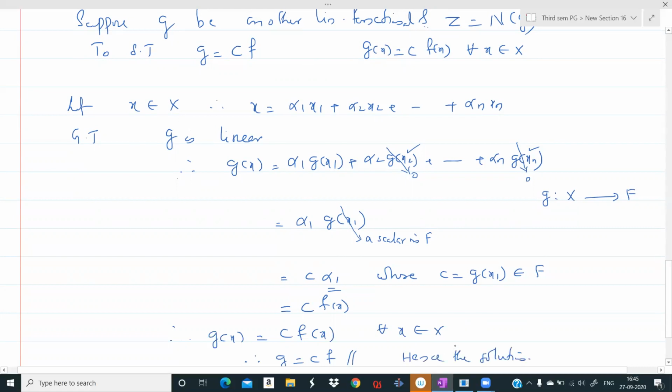And hence the solution. We proved the existence of a certain linear functional. We showed that Z is the null space of that linear functional. Then we showed that if G is any other linear functional such that Z is the null space of G, then G is a scalar multiple of F. And that is the solution.